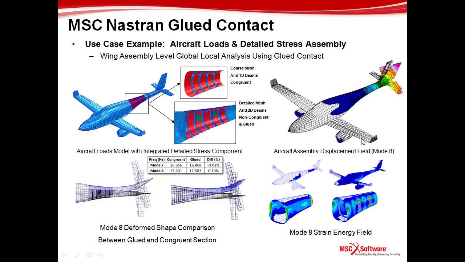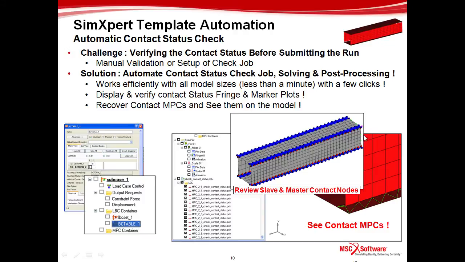So again, SimXpert is a nice environment to perform automation, and therefore I created this little template that enables you to automatically take a run-ready model, solve it without applying any loads, and return the contact status and display it for you automatically. It also reads in the contact NPCs that have been created by the software, those green lines here. This is very useful to validate that your glued status is ready and accurate in terms of pre-processing just before you actually recover your results.